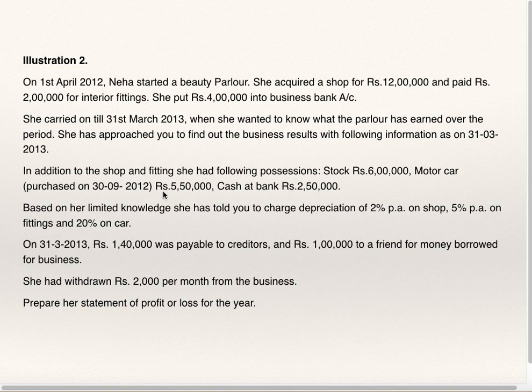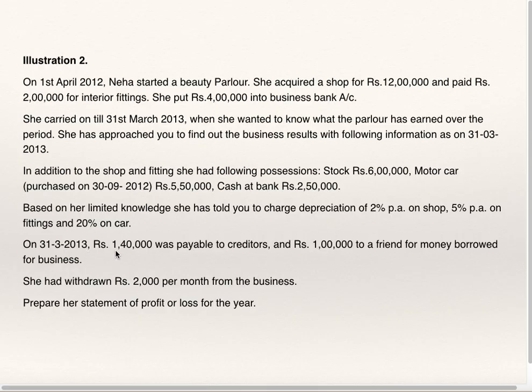So motor car is used for October, November, December, Jan, Feb and March, only 6 months. So if you are supposed to calculate depreciation, it is to be calculated for 6 months. Closing cash at bank is given 2,50,000. Based on her limited knowledge, she has told you to charge depreciation 2% per annum on shop, 5% per annum on fittings and 20% on car. Now see, on car depreciation is to be calculated at 20% only for 6 months.